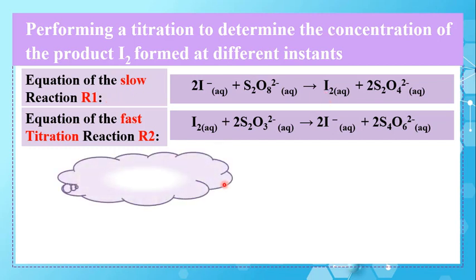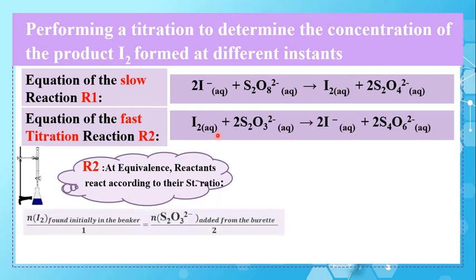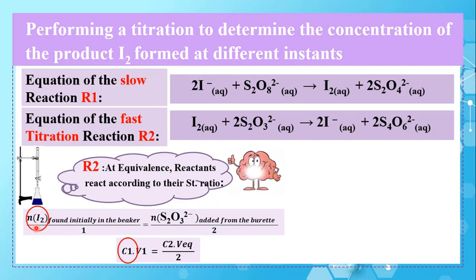How? By writing this relation that you know from grade 11. R2 allows me to say that at equivalence, reactants react according to their stoichiometric ratio. So, the number of mole of I2 found initially in the Erlenmeyer or the beaker over 1 is equal to the number of mole of S2O3 2- added from burette over 2. So C1 V1 is equal to C2 V equivalence over 2. By this relation, I can determine the number of mole of I2 produced by the reaction 1 or its concentration.